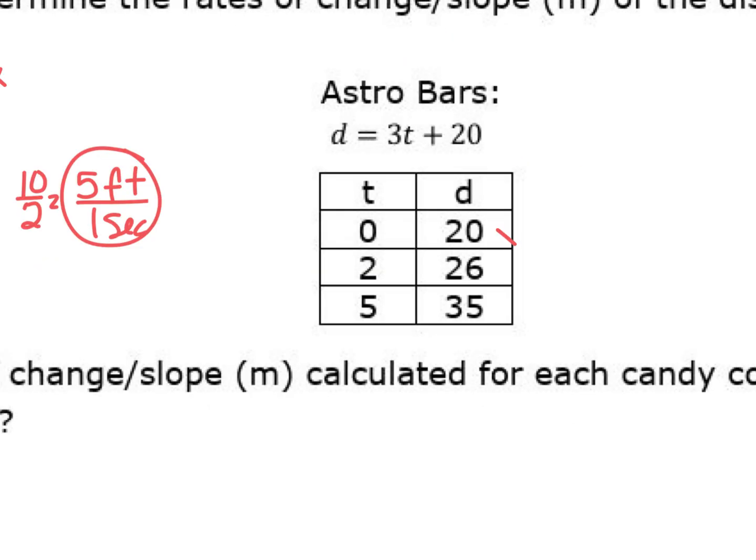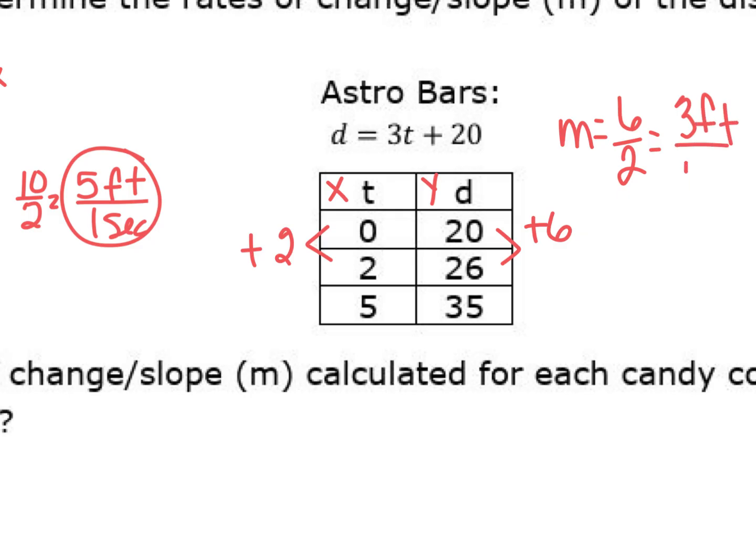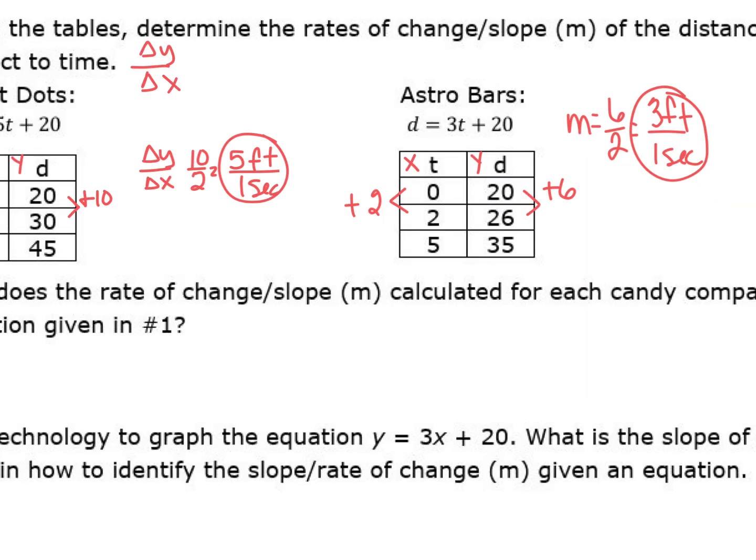Looking at Astro Bars, again, here's your x, here's your y. How do you go from 20 to 26? Plus 6. And how do you go from 0 to 2? Plus 2. 2 over 6 or 6 over 2? 6 over 2, very nice. What do you know about 6 over 2? 3 feet every 1 second. You're going to see me put those labels because we have to understand there's a context there. So we've got our slopes.